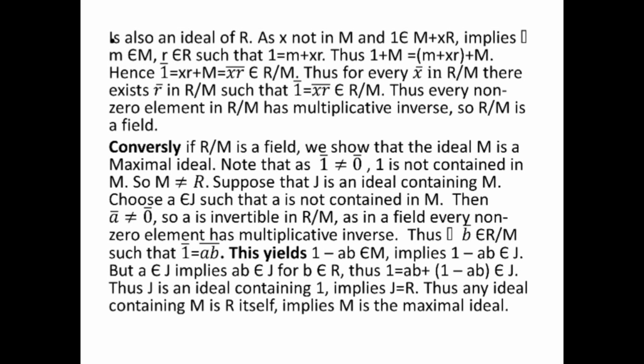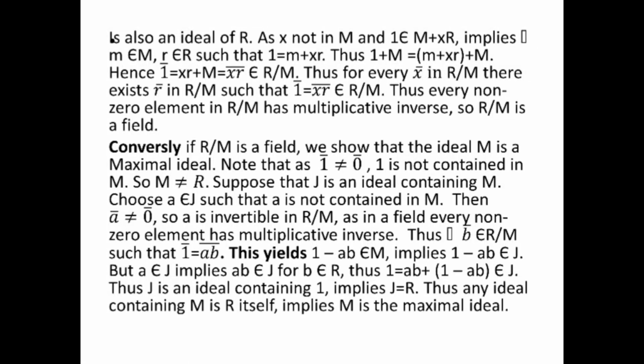So M plus xR is an ideal of R containing M, and as M is a maximal ideal, this M plus xR is equal to R itself. And as R is a ring with unity, 1 is contained in R, so 1 is also contained in M plus xR. That means there exists some m contained in M and r contained in R, such that 1 is equal to m plus xr, where m is an element of M.